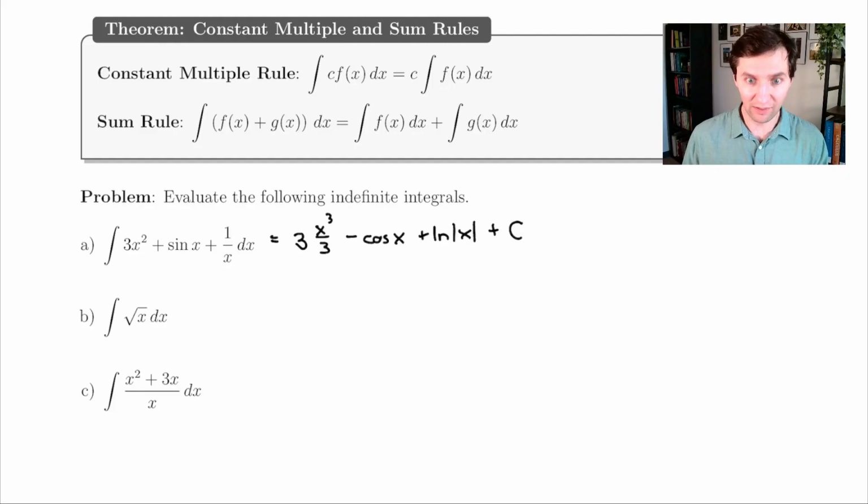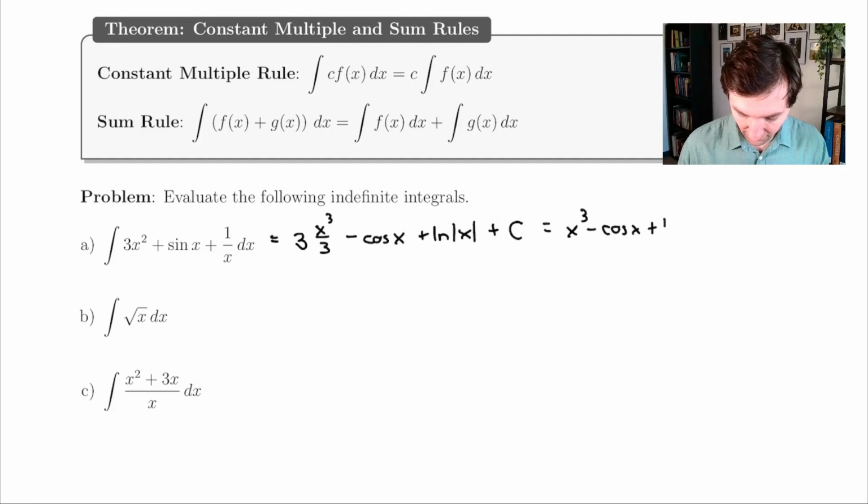I can simplify this expression. I see that 3 and 3, they divide out. And I get x to the third power minus cosine of x plus ln of absolute value of x plus c.